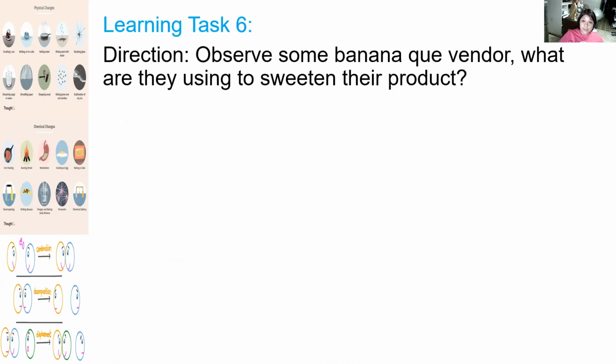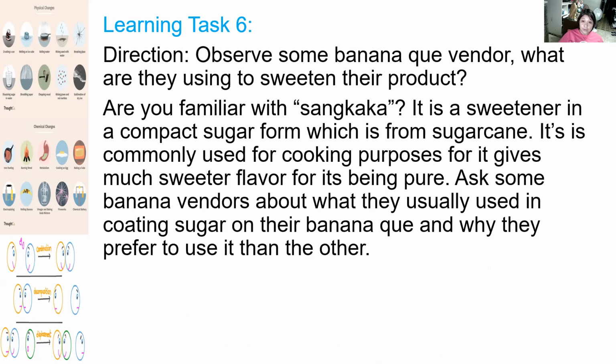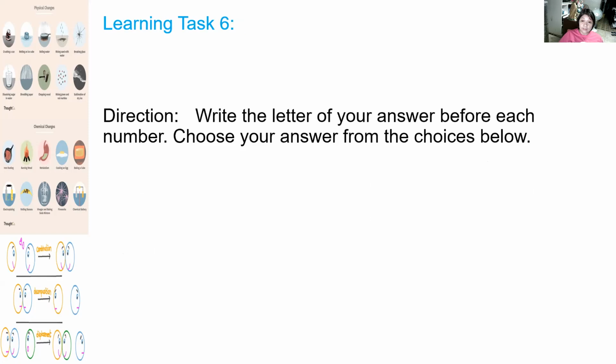For learning task 6, observe some banana cue vendors. What are they using to sweeten their product? Are you familiar with sangkaka? It is a sweetener in a compact sugar form which is made from sugarcane. It is commonly used for cooking purposes, where it gives a much sweeter flavor for being pure. Ask some banana cue vendors what they usually use, sangkaka or plain sugar, and why they prefer to use it over the other.